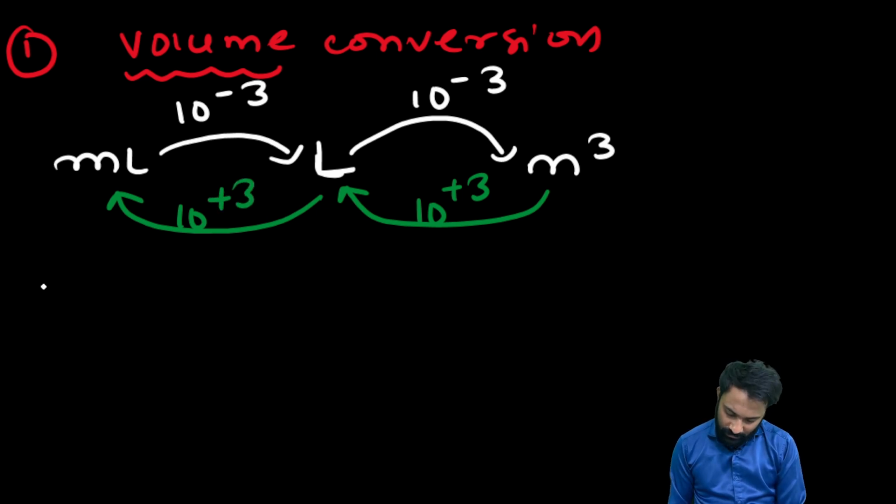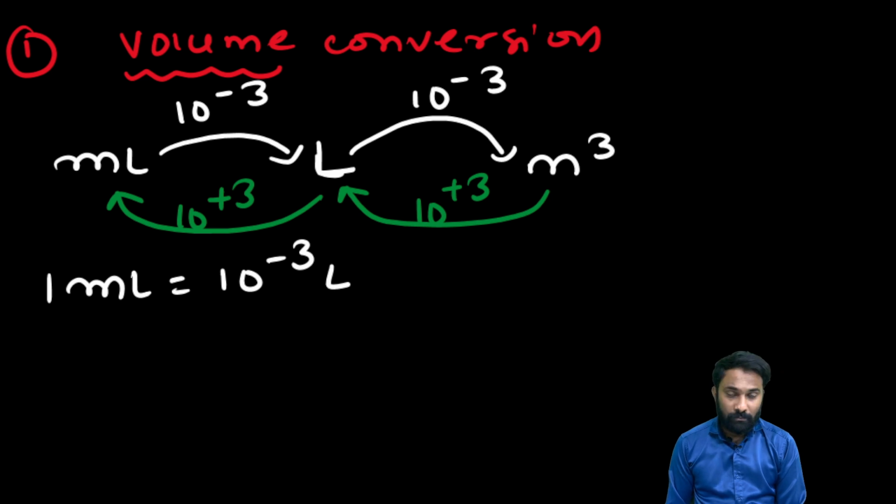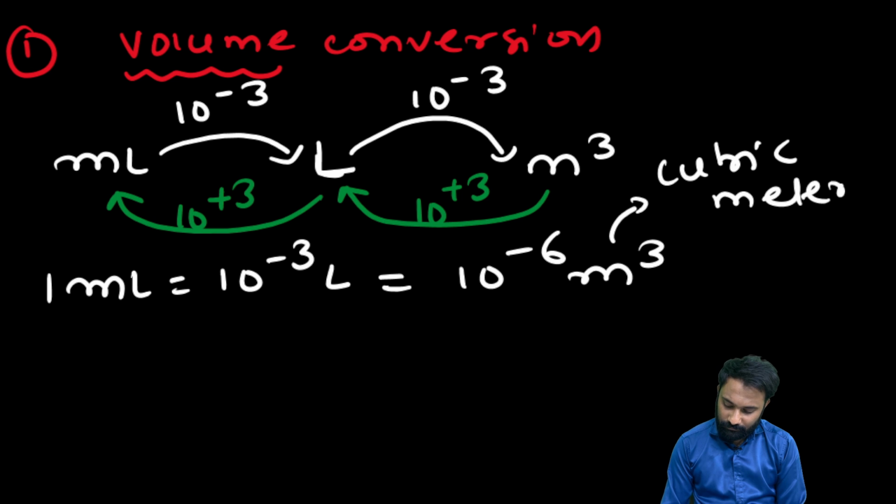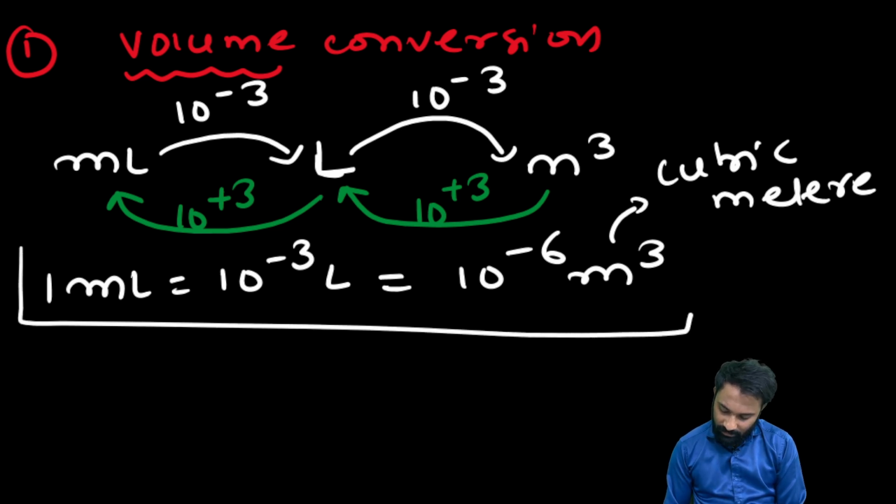Now can I say 1 ml is equal to 10 to the power minus 3 liter, which is equal to 10 to the power minus 6 meter cube, or cubic meter? So 1 ml is equal to 10 to the power minus 3 liter, or equal to 10 to the power minus 6 meter cube. Done. This is a very important conversion.